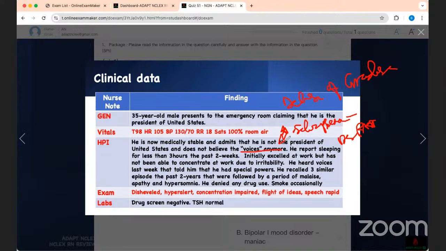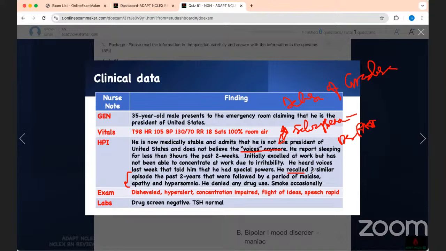This guy said, I'm no more the president. Okay. The voices, I don't believe them anymore. Right. At the same time, you cannot use the signs and symptoms of apathy and hypersomnia as one of the things to distinguish between them, because schizophrenia has positive and negative symptoms. They can have catatonic features. But the key word is this.